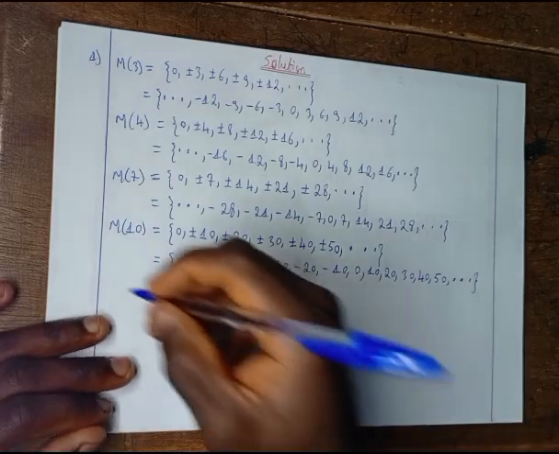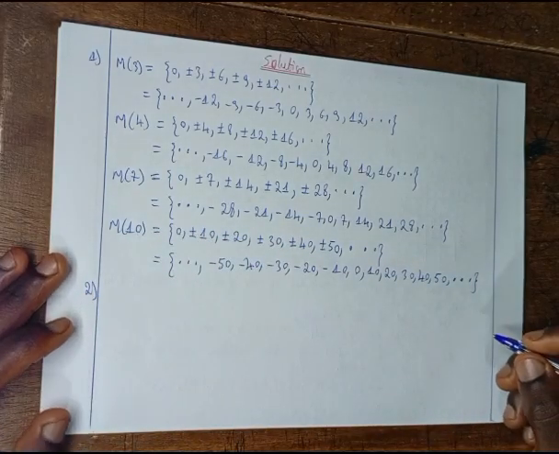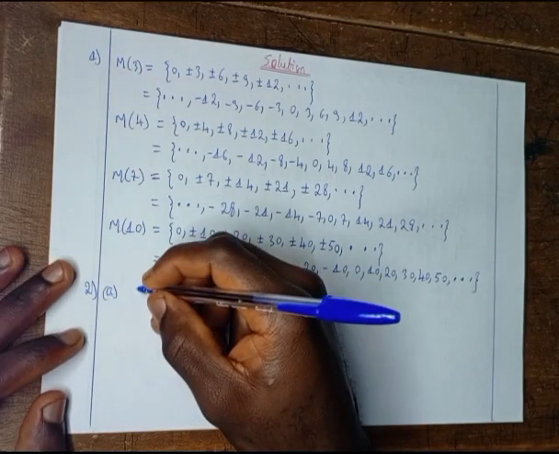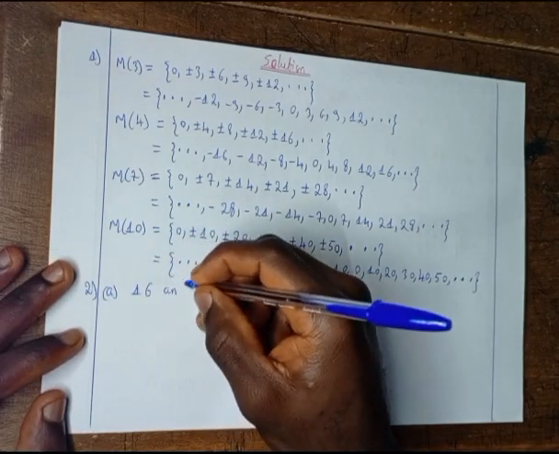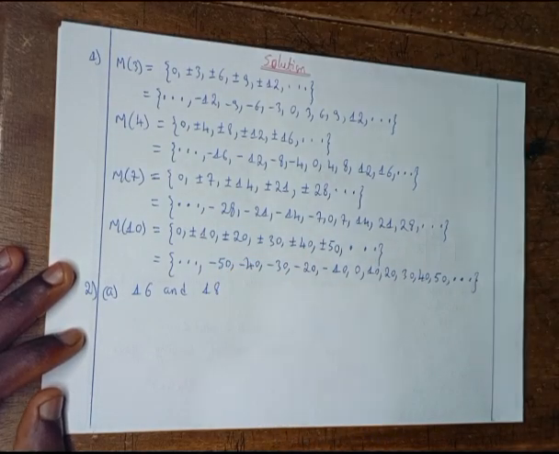Now we move to question 2. Question 2 says, find the LCM of the following. For A, we have 16 and 18. For A, we are going to make use of the method of prime factorization.